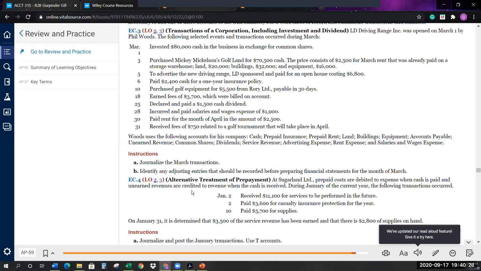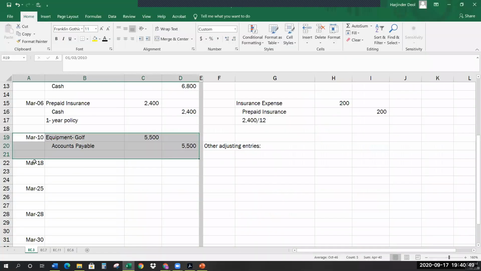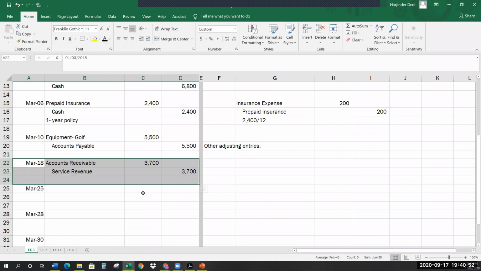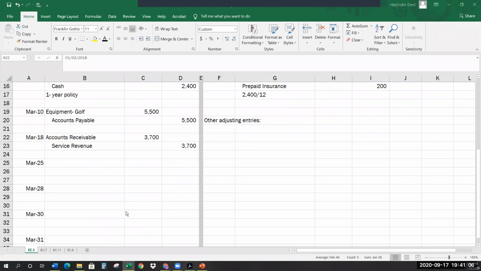Never try to memorize your journal entries because it really depends on what information is presented. If one of the variables changes, your journal entry will change. So what they're telling you here is we earned the fees of $3,700, which were billed on account. That means you already have accounts receivable sitting. So we are going to debit our accounts receivable and credit service revenue.